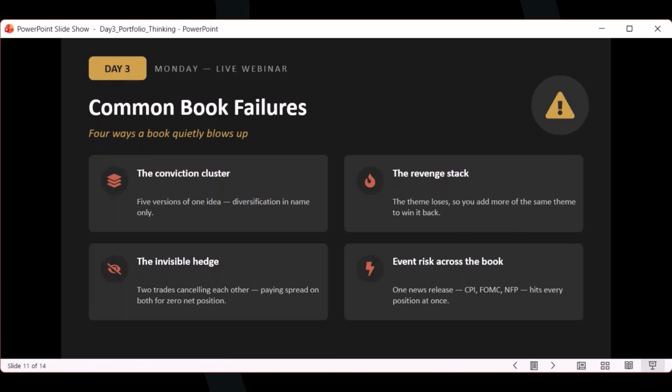Watch out for the revenge stack. So if your theme loses, you add more of the same theme to try and win it back. Another portfolio failure, and worth bearing in mind, is the invisible hedge. It's all very well being diversified, but it is healthy to have a dominant theme based on underlying market conditions as well, to take advantage of the opportunity. If you have positions that cancel each other out, essentially, then you could be paying spread on zero net positions. So keep an eye on inadvertent hedging, and then, as I said, look at event risk across the book.